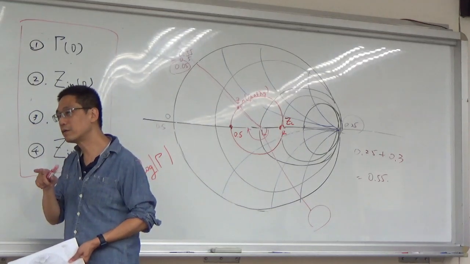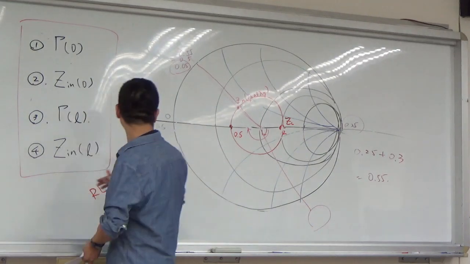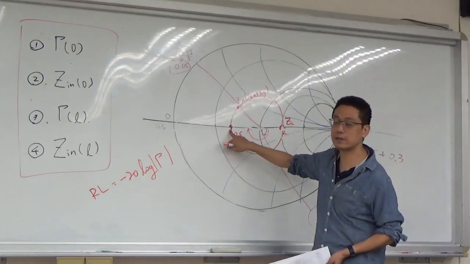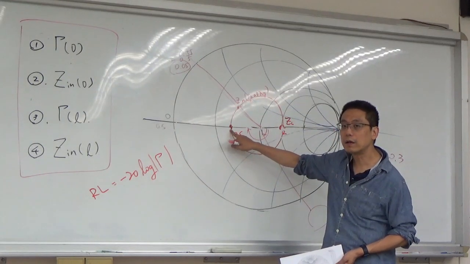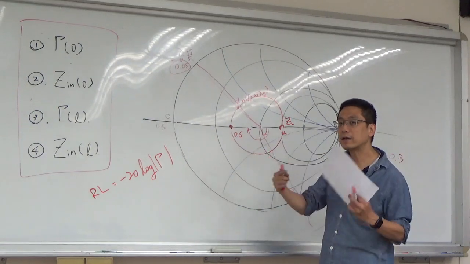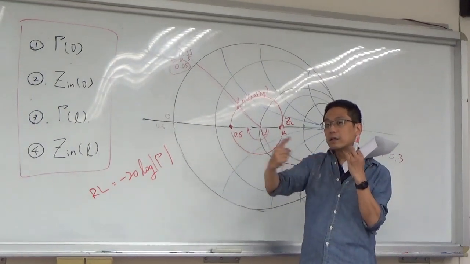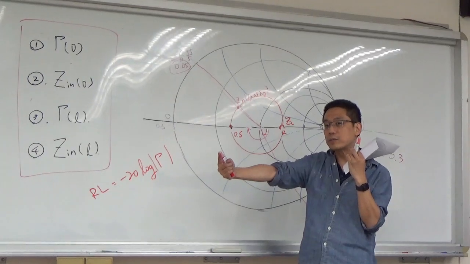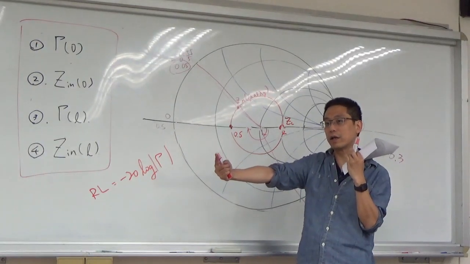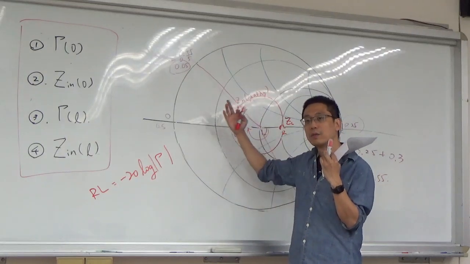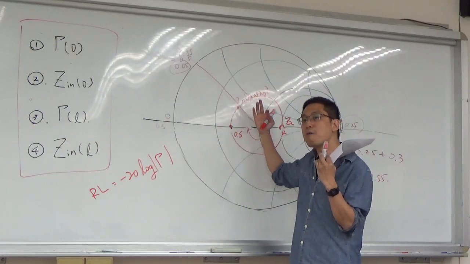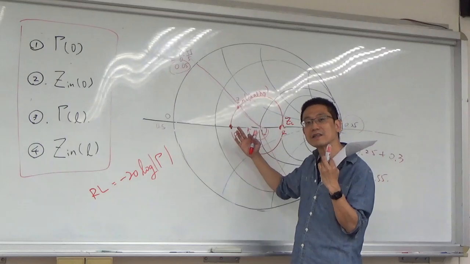Okay? No? How to find out your position of new input? It depends on the length of your transmission line, how long it is. On this Smith chart, we only use how many wavelengths it is.